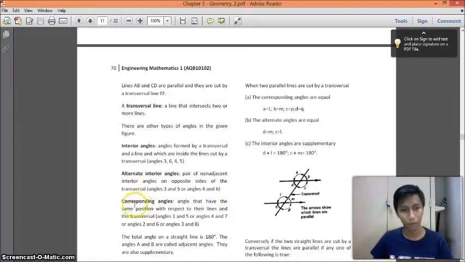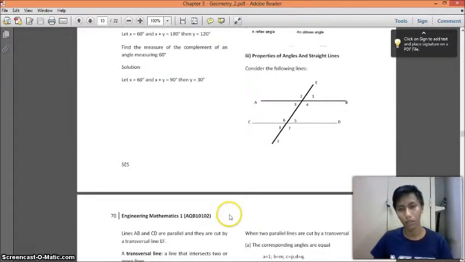Next one will be corresponding angles. Angles that have the same position with respect to their line and the transversal, which means the angles will be 1, 4, 5, 7, corresponding, 180 degrees. If you sum up 1 and 4, you will get 180 degrees because it forms a straight line. Same goes for 5 and 7. If you sum up both of them, you will get 180 degrees.